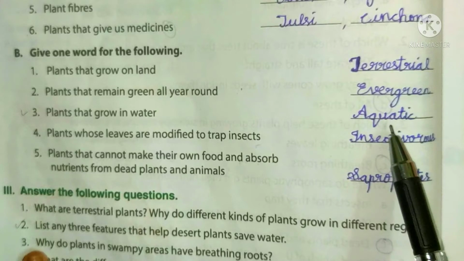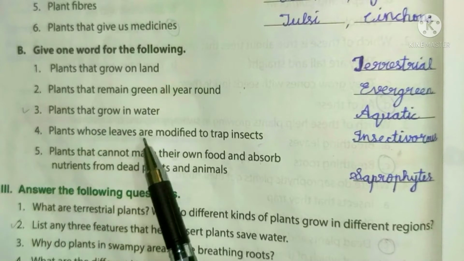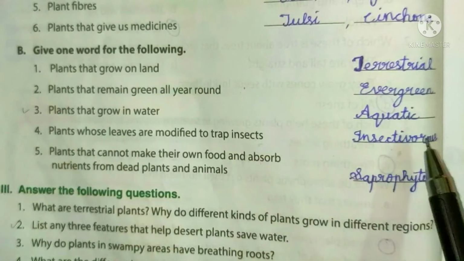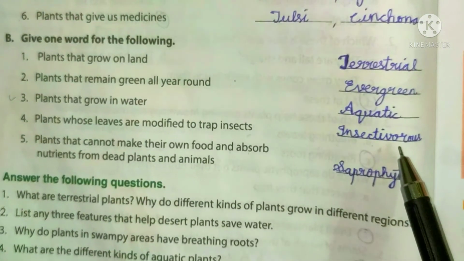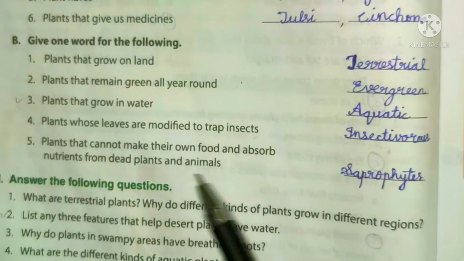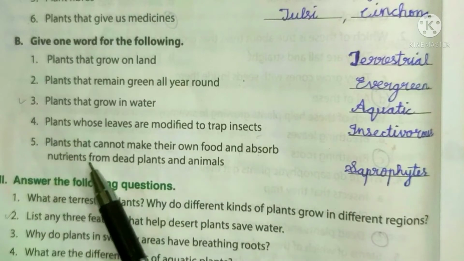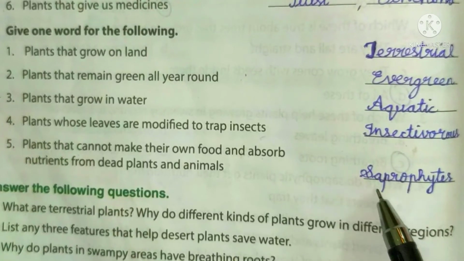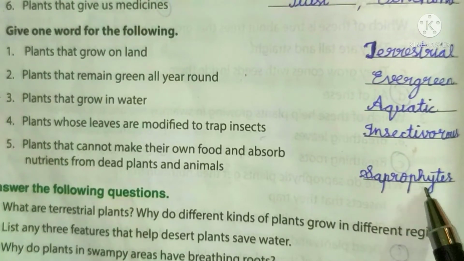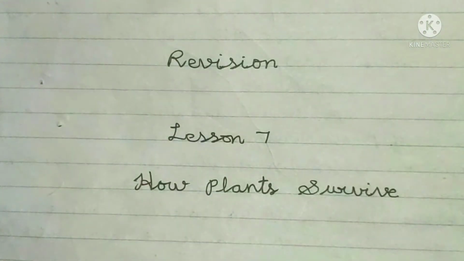Aquatic. Fourth, plants whose leaves are modified to trap insects. Insectivorous. Fifth, plants that cannot make their own food and absorb nutrients from dead plants and animals. Saprophytes.